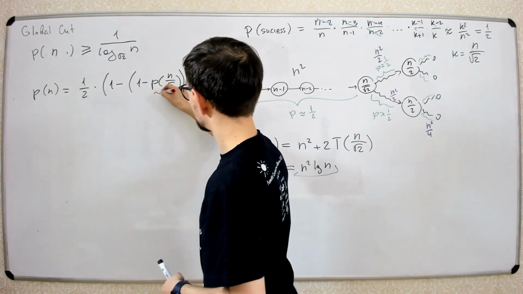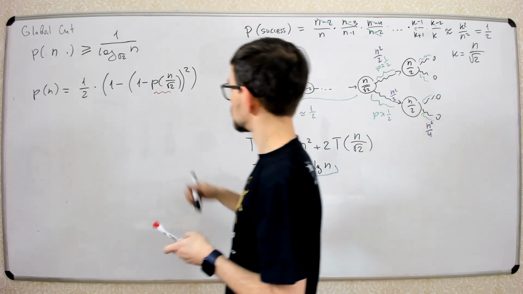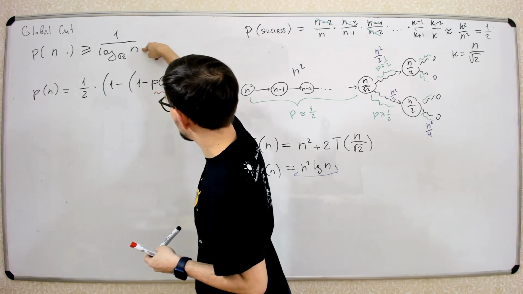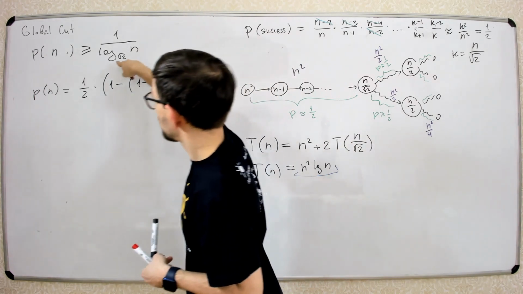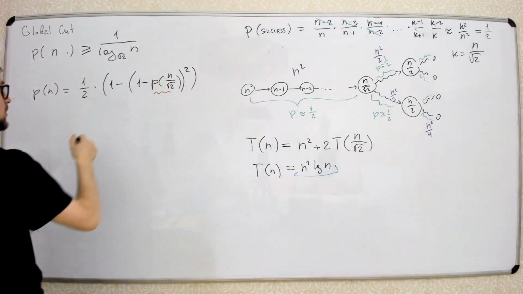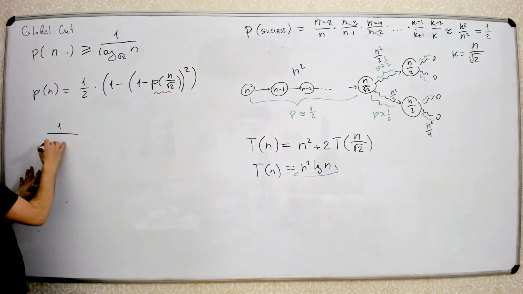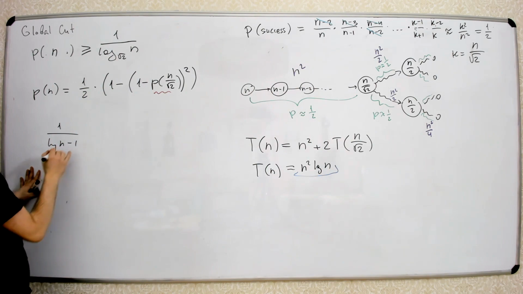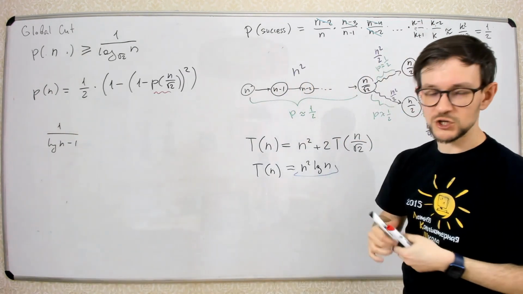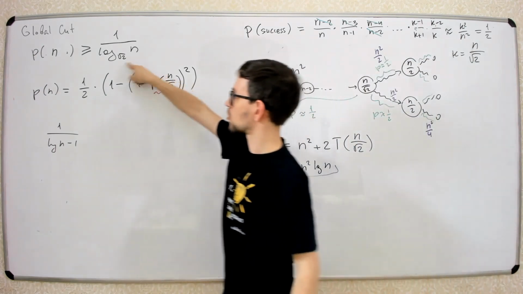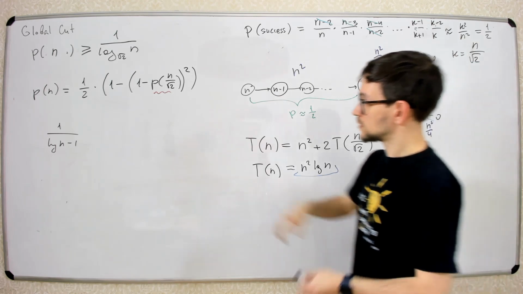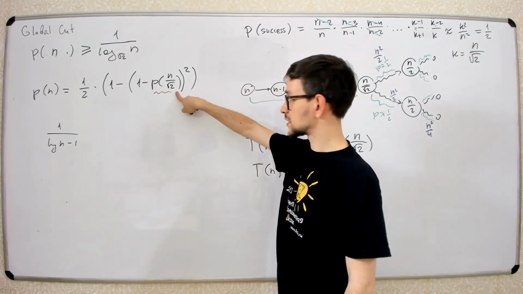So let's start from this. What is P of n over square root of 2? It's just the same thing, but here we have n over square root of 2. If we take the logarithm, it will be just log n minus 1. So this P is just 1 divided by log n minus 1, with log base square root of 2 everywhere. I'll just omit this square root of 2. For all logarithms, it's square root of 2. Okay, so this is the probability of success.